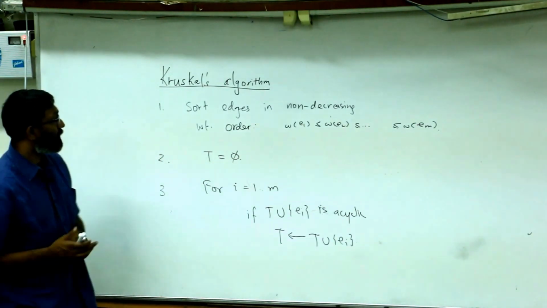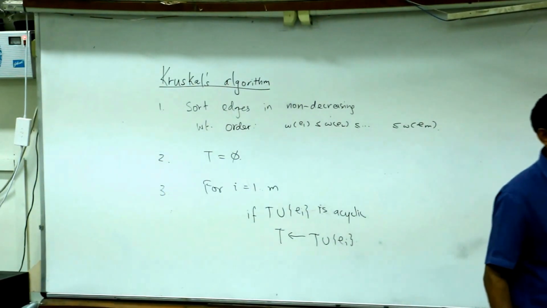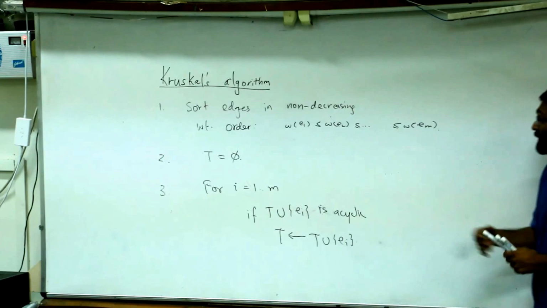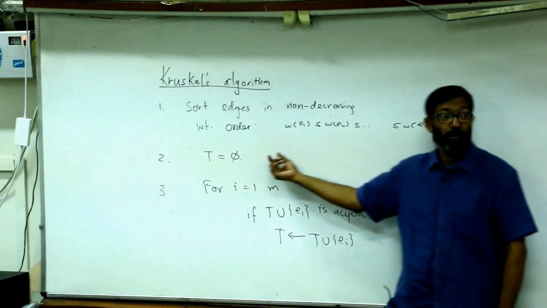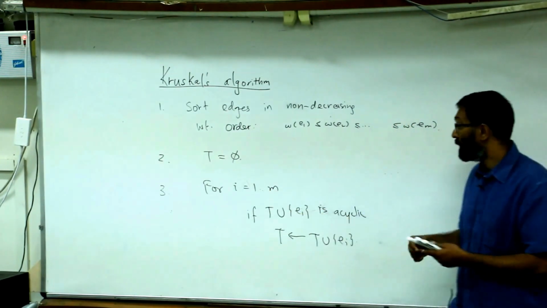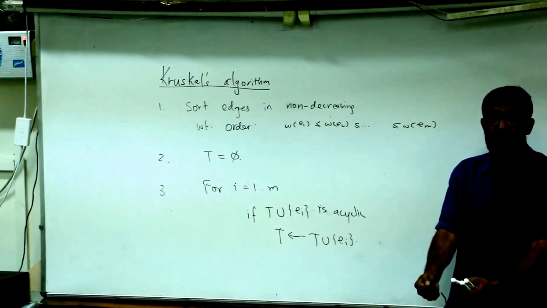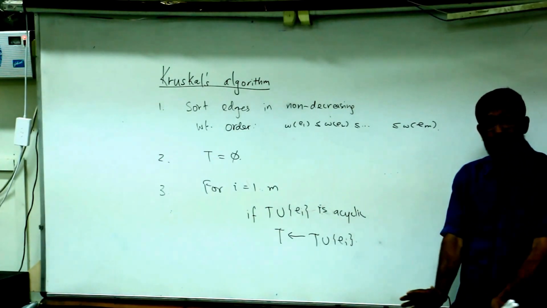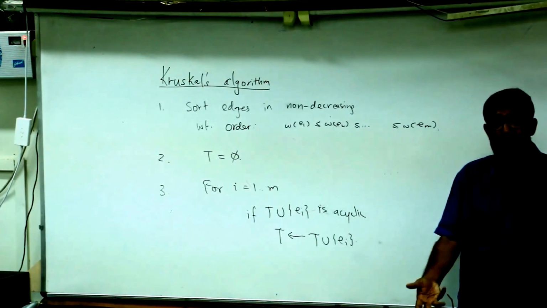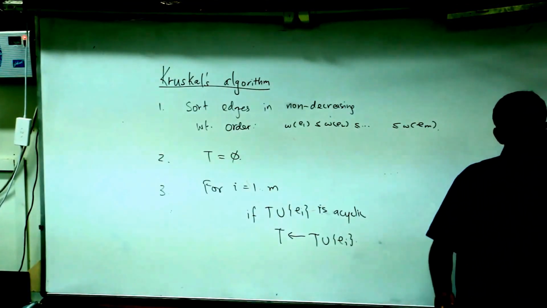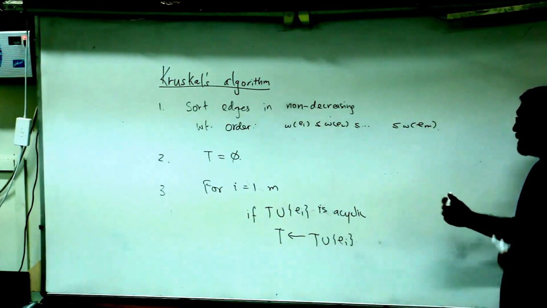Okay, so this is Kruskal's algorithm. What you want to do is sort the edges in increasing or non-decreasing order of weights, and we scan these edges in this order, starting with an empty tree. At each step, you look at this edge and try to add it. If the set of edges T union E_i is acyclic, then add the edge. If it creates a cycle, then don't add the edge and move to the next one. This is the algorithm.